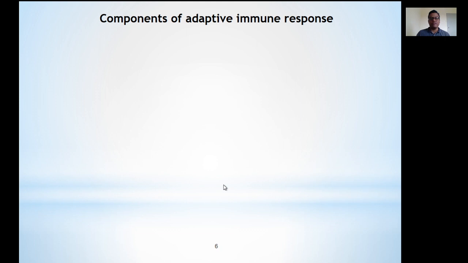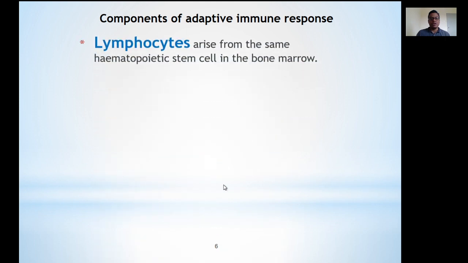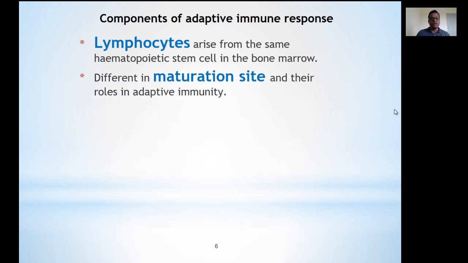Components of the adaptive immune response: we have the main characters, lymphocytes, which arise from the same hematopoietic stem cells in the bone marrow together with the other blood cells. The difference in maturation site determines their names. So we have T and B cells, and their names and functions are based on where they matured.